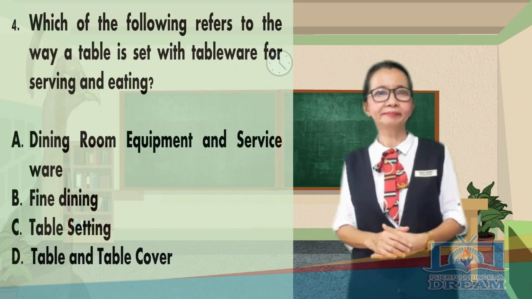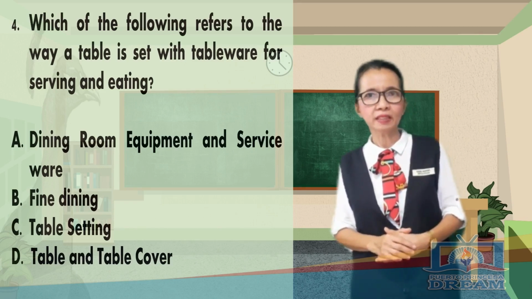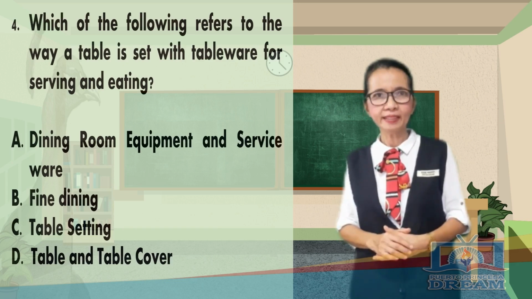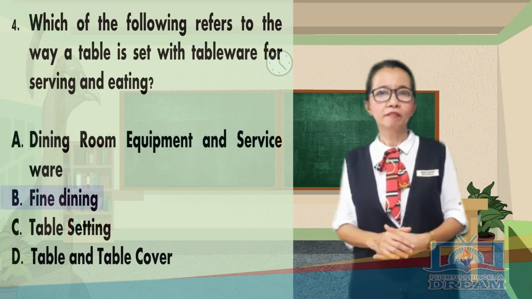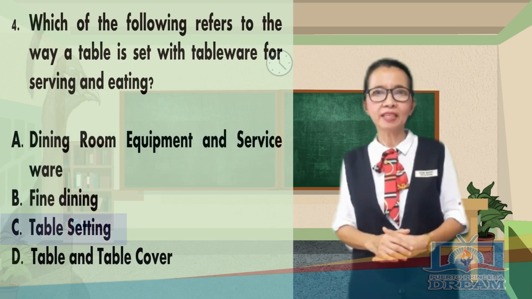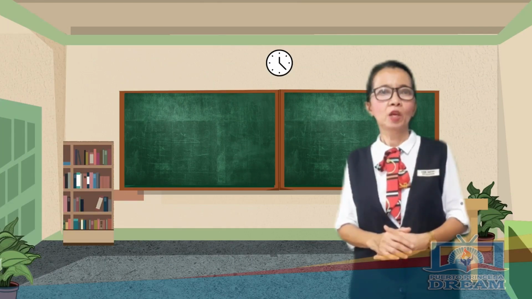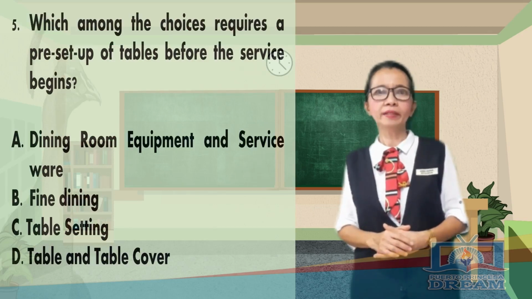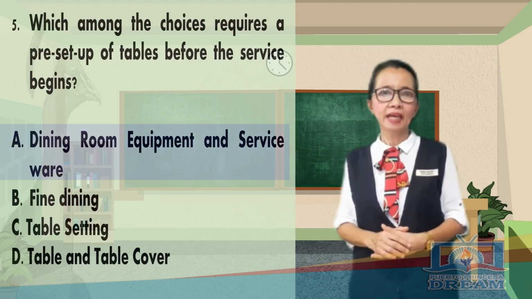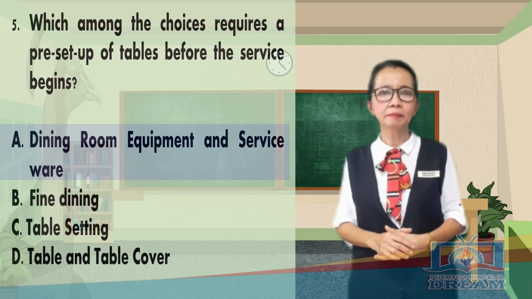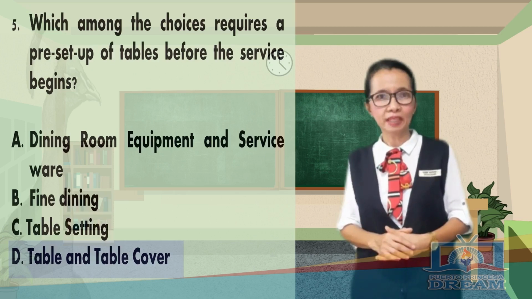Question number 4. Which of the following refers to the way a table is set with tableware for serving and eating? A. Dining room equipment and serviceware. B. Fine dining. C. Table setting. D. Table and table cover. Question number 5. Which among the choices requires a pre-setup of tables before the service begins? A. Dining room equipment and serviceware. B. Fine dining. C. Table setting. D. Table and table cover.